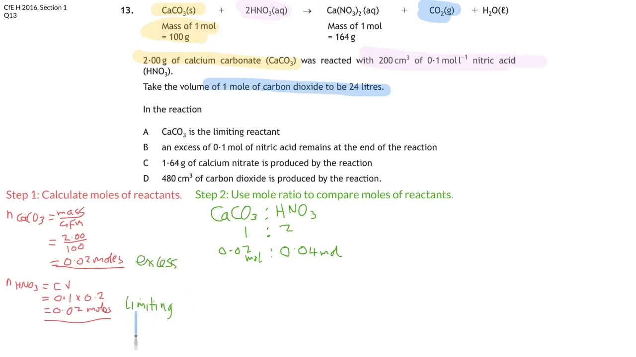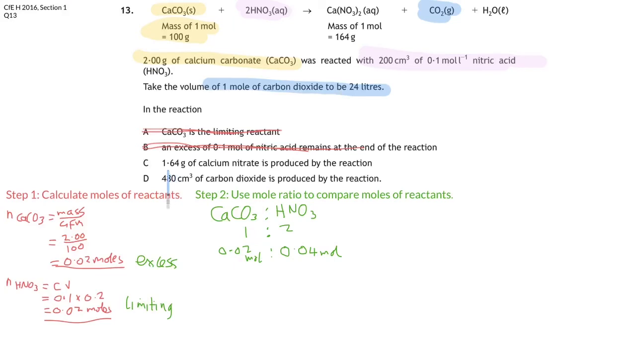So the nitric acid is limiting, the calcium carbonate is in excess. So straight away we can say A is wrong. Calcium carbonate is a limiting reactant. No, it's not. The nitric acid is. It also rules out B. If nitric acid is limiting, all the nitric acid is going to be used up in the reaction. There can't be an excess of nitric acid then. The limiting reactant will be used up.